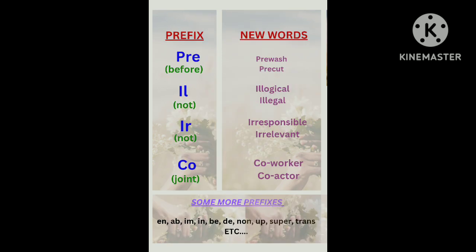With prefix like pre, words like pre-wash, pre-cut can be made. That means before washing, pre-wash, before cutting, pre-cut. Likewise, with il, illogical, illegal can be made. With ir, irresponsible, irrelevant can be made. And with prefix like co, co-worker, co-actor, etc. can be made. So at the bottom given are some more prefixes that are commonly used. So give it a good read.